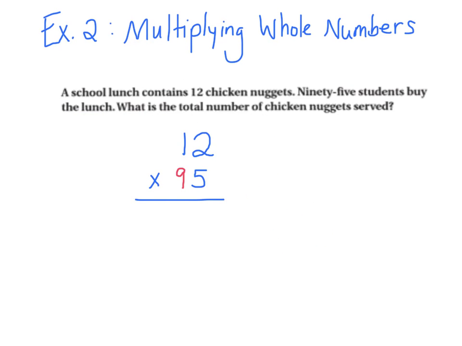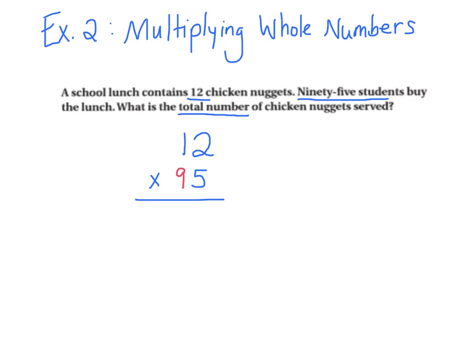Example 2 has us multiplying whole numbers, and the problem says a school lunch contains 12 chicken nuggets. 95 students buy the lunch. What is the total number of chicken nuggets served? So this key phrase here, total number, is going to help us figure out what we need to do. If 95 students each buy lunch and each one has 12 nuggets, then we're going to want to take that number 12 and multiply it by 95 to get our answer.